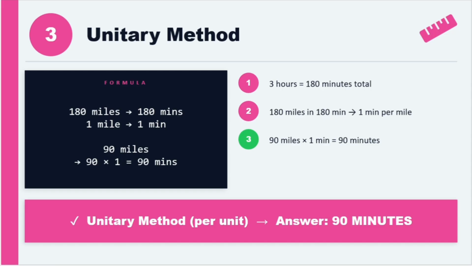That's our unit value. For 90 miles, we multiply 1 minute times 90, which equals 90 minutes. That's our answer, 90 minutes. Clean, logical, and no messy fractions in this unitary method.